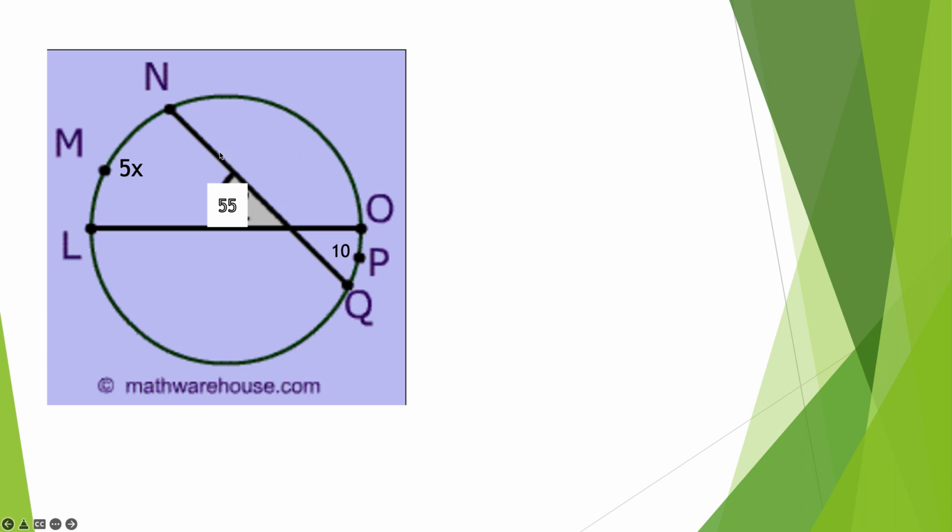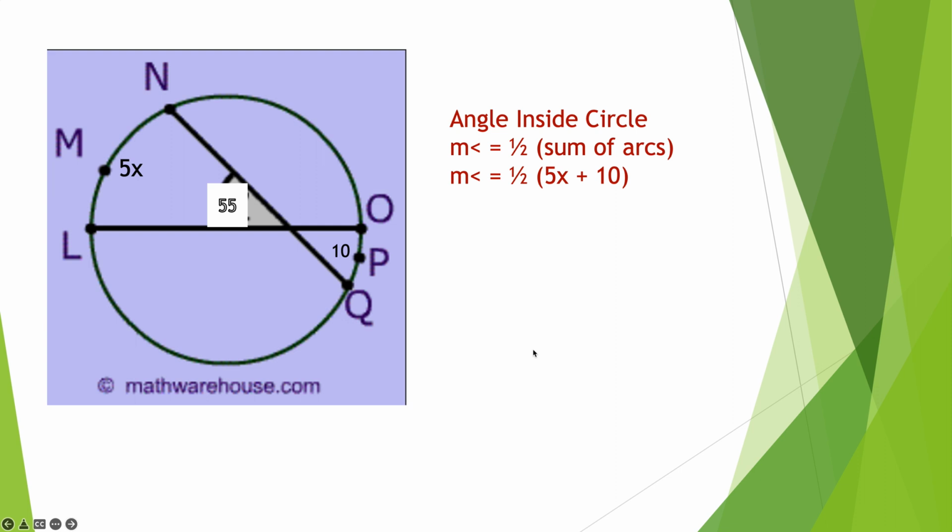So this angle will be half the sum. So the angle's inside the circle. The measure of the angle is half the sum of the arcs. So the measure of the angle is 55. So that's half of, add the 2 arcs. Add the 5x and then the arc on the backside, which is 10. So to get rid of this 1/2, I could distribute it, but I think it's easier to just multiply both sides by 2. And I get 110 equals 5x plus 10. Subtracting the 10, 5x is 100. X is 20.